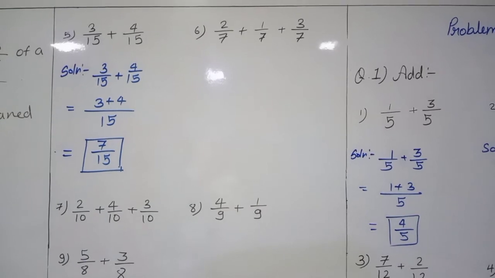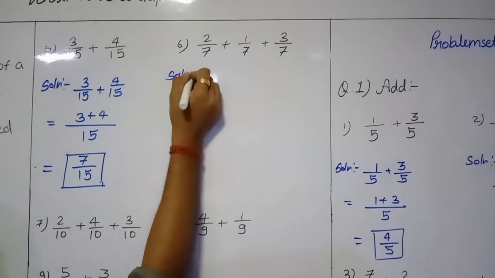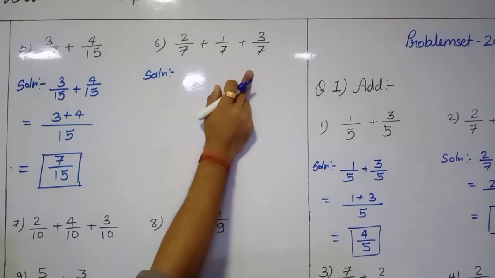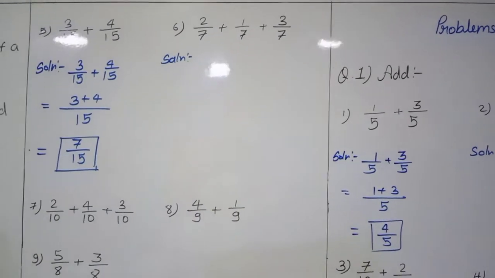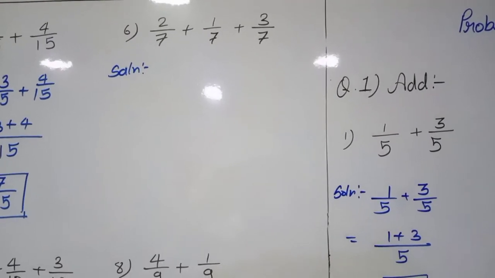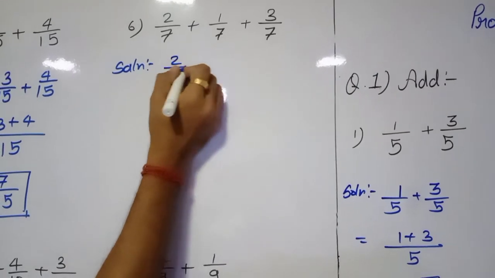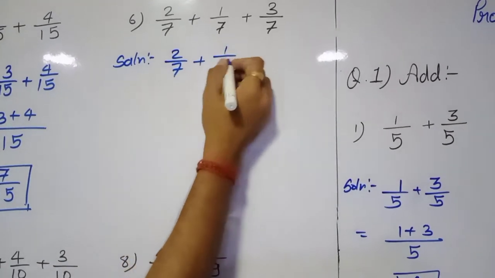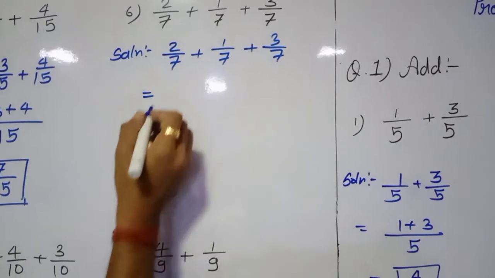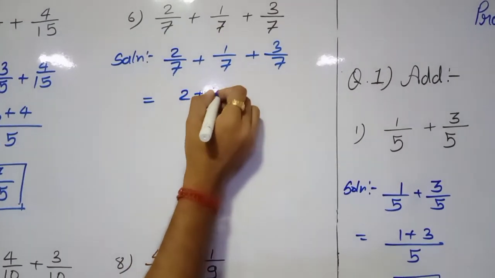The next one, the sixth one. What is the difference from what we did till now? Here we have 3 fractions and earlier we had 2 fractions. So there is no need to worry, we just have to do what we did earlier. So let's do it. We have 2 upon 7 plus 1 upon 7 plus 3 upon 7. So we are adding the numerators first. So add it: 2 plus 1 plus 3.